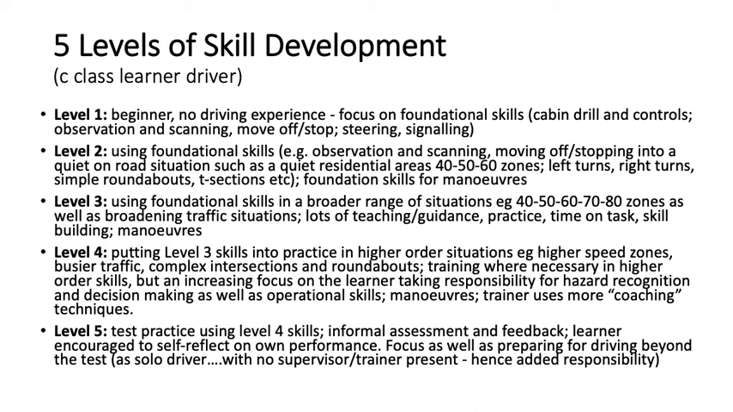Level 2, using those initial level 1 foundational skills, such as observation, scanning, moving off, stopping, in some quiet road situations. These would be ideal in residential areas which didn't have a lot of traffic flow. So we're talking 40, 50, 60 zone areas, and then starting to introduce some left and some right turns. There'll be some chicanes, some simple roundabouts in a lot of residential areas. There'll be some T sections as well. So we build foundational skills as well for our maneuvers, such as straight line reversing and some U-turns. I also like to use cul-de-sacs as well in residential areas for developing their steering, shoulder checking, and again, getting an idea of the turning circle of the vehicle.